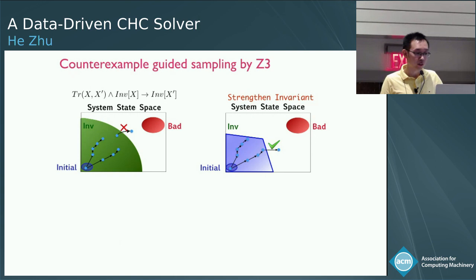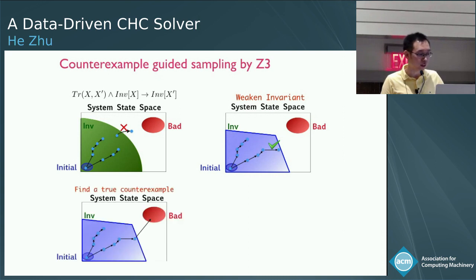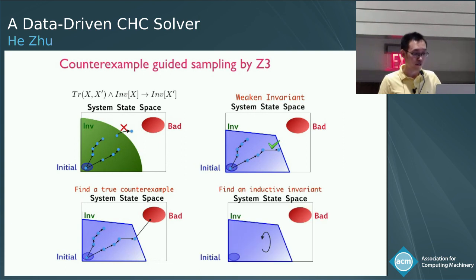However, if the counterexample has a connection with existing positive samples, we strengthen the invariant by including it in the invariant side. We do this kind of invariant strengthening and weakening iteratively until either we find a true counterexample corresponding to a sampled program execution, transitioning from an initial state to an unsafe state, or we can finally find an invariant that is inductive.